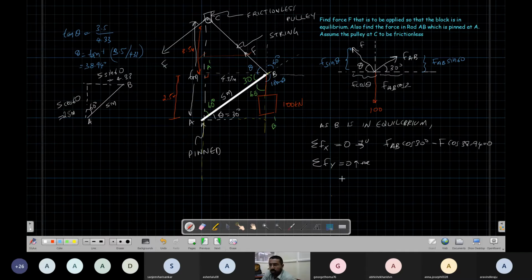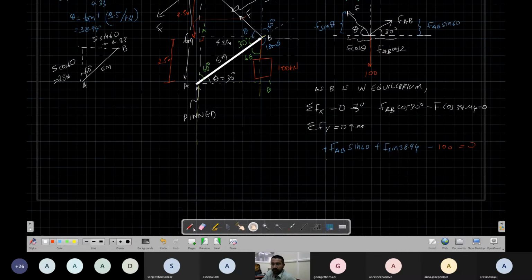So we have two positive forces. F_AB sin 60 plus F sin theta, where theta is 38.94, that is plus. Then we have a minus 100 equal to 0. Okay, so we have two equations. You just solve these two equations. Let us see if it's matching. So what you have to do, you have to solve these two equations.